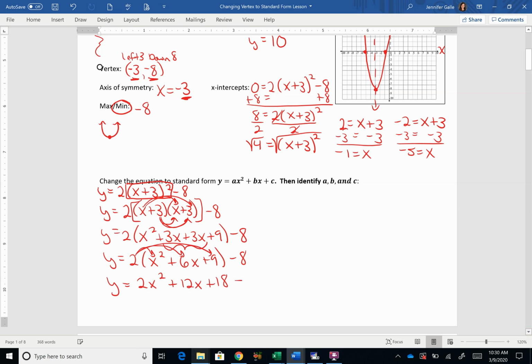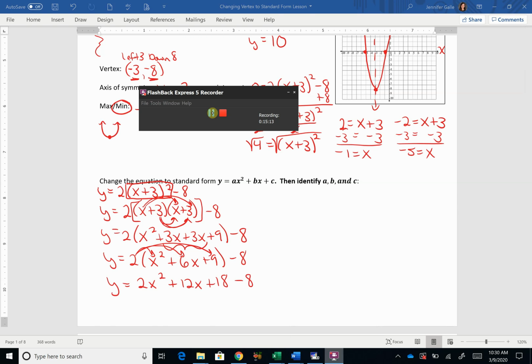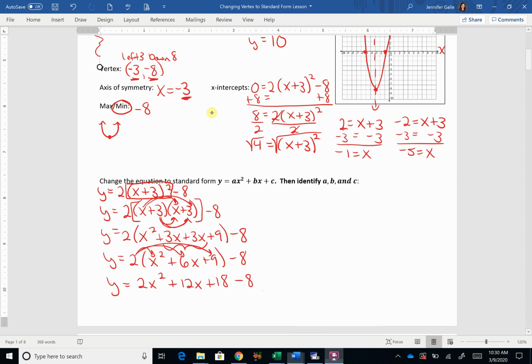That's not right. Before we can minus the 8. And then our last piece, we can put the 18 and the minus 8 together. So I'm going to write that over here. Our final result, 2x squared plus 12x. And then we're not going to change any signs. It's literally 18 minus 8. And we're going to get a plus 10.